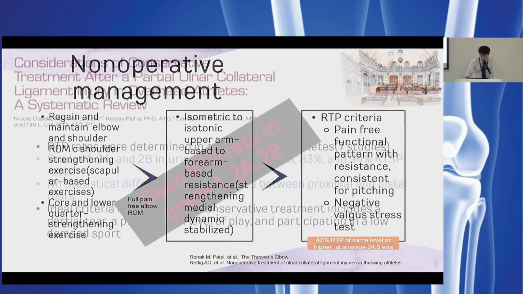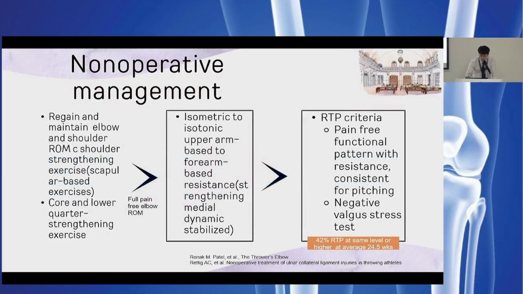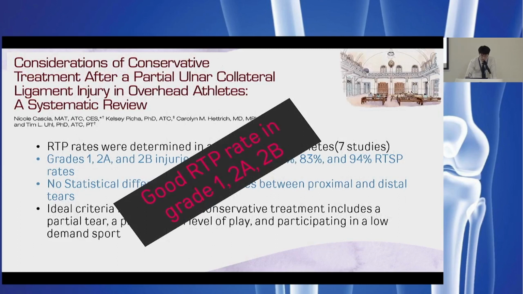Then after pain-free range of motion, start strengthening the medial dynamic stabilizer and return to play after a pain-free functional pattern with resistance and a negative Walker stress test. For the outcome of conservative treatment for a partial tear of the UCL, they have quite a good return to play rate in grade 1, 2A, and 2B.